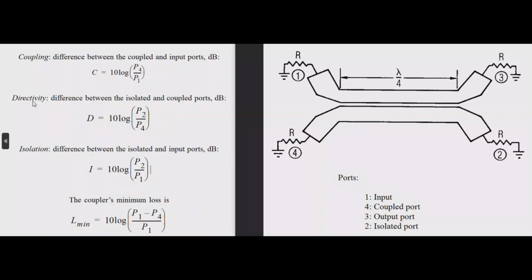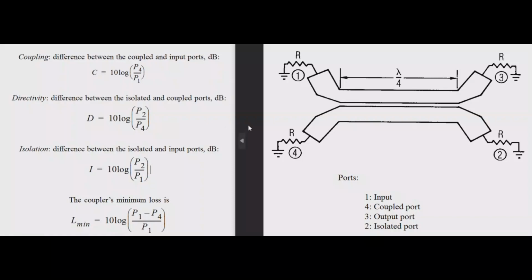Two other quantities that are important are the directivity and the isolation. The directivity is the difference between the power coupled to the isolated port and the power coupled to the port that you wanted it coupled to, which in this case is port 4, assuming you're exciting port 1. Why do you have imperfect directivity? Well, it's mainly because perfection is kind of hard to come by.